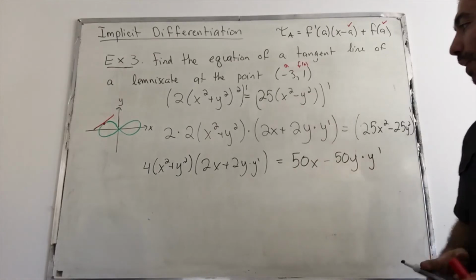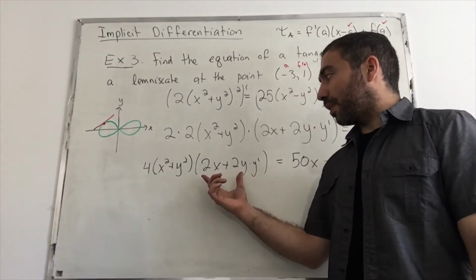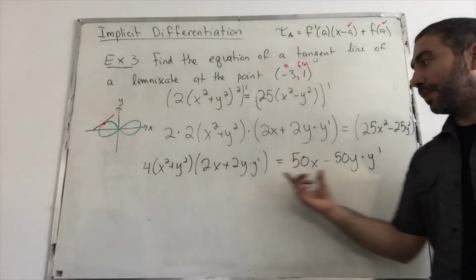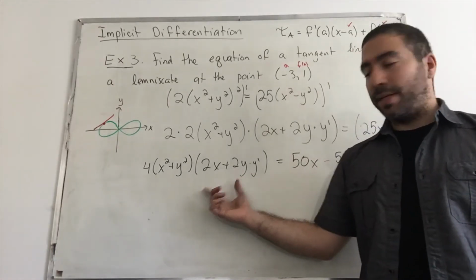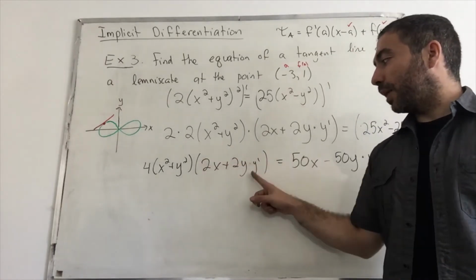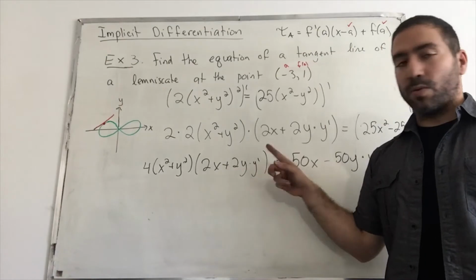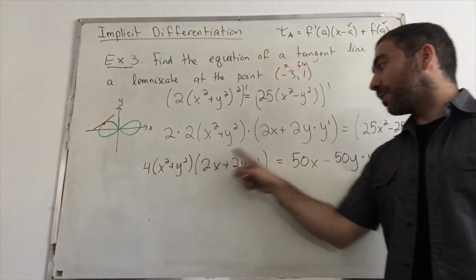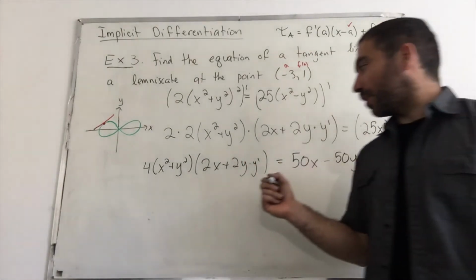Okay. So now what we have to do is we have to isolate y prime. The issue with the y prime here is that it's trapped in the bracket. We have to remove it from the bracket. In order to do that, we have to distribute. We have no choice. So let's go ahead and do that.